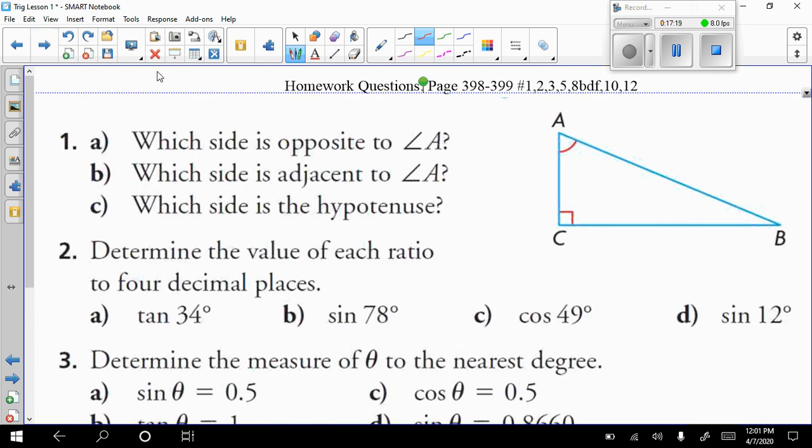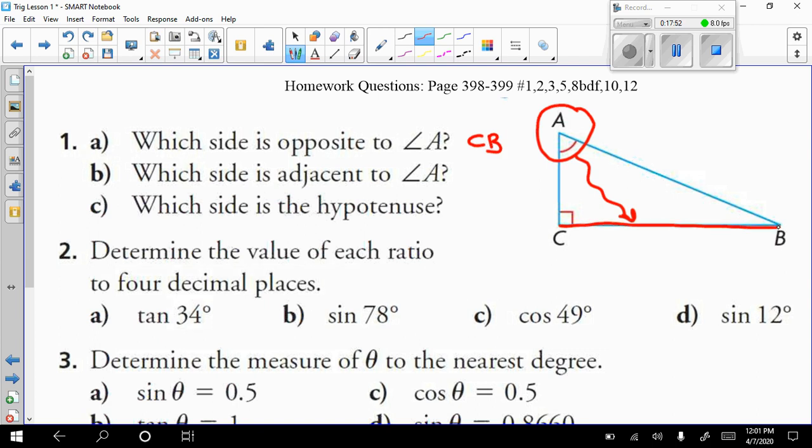Okay, I'm going to try a few homework questions with you now. I'm not going to do them all, but I'll just kind of get you going, and then you guys can finish them off. These are the homework questions assigned for today. In number 1, it says, which side is opposite angle A? So look at this. There's angle A, and they're asking which side is opposite. So the opposite side is CB or BC. I'll just label it CB. So it's that side right there. Okay, you can finish B and C on your own.